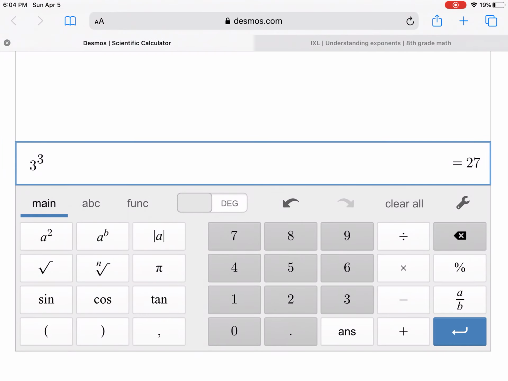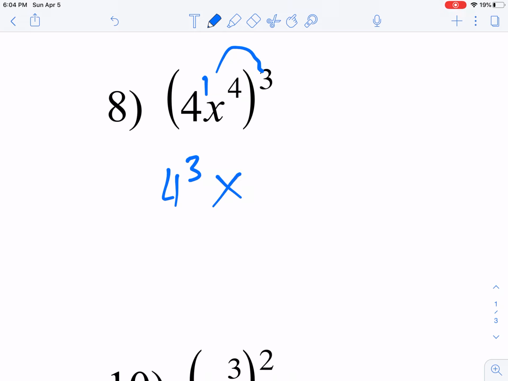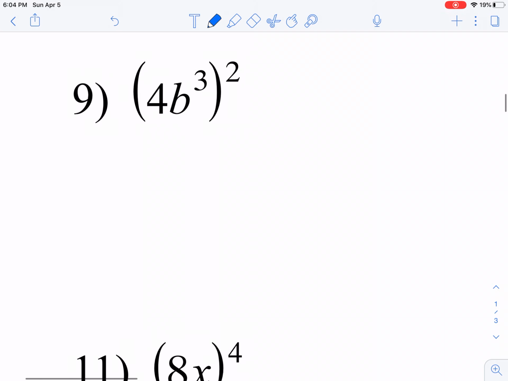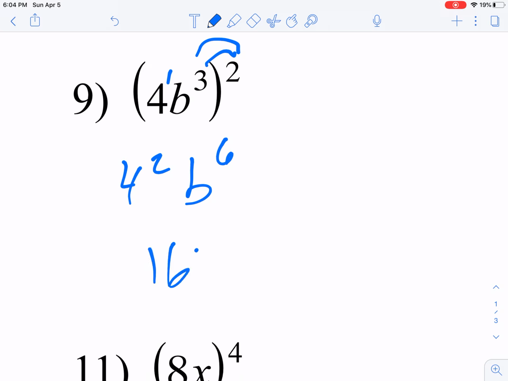Number 8 is going to be the same thing. It's going to be multiply 3 times 1. You get 4 to the third. And you get x to the 12th. And then 4 times 4 times 4 is 64. X to the 12th stays the same. Looking at number 9, we're going to do the same thing. The 4 here has a 1 as the exponent, so 4 to the second, b to the 6th, and you end up with 4 times 4 is 16, b to the 6th power.